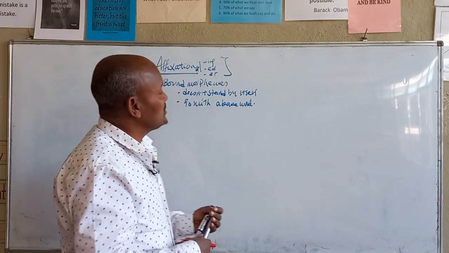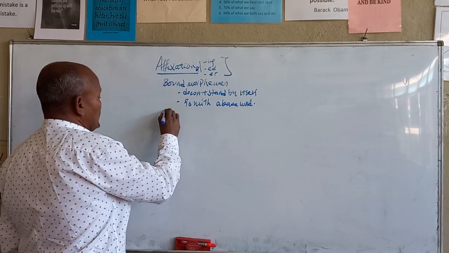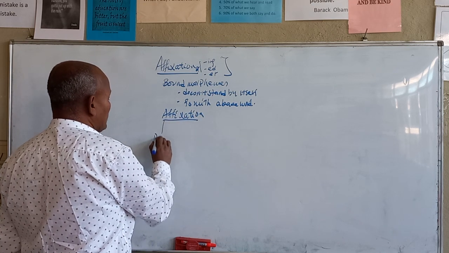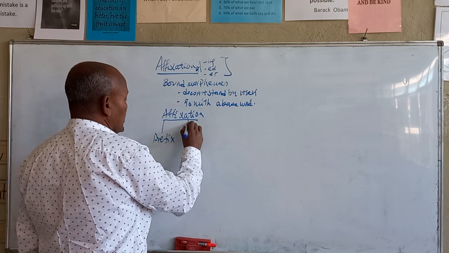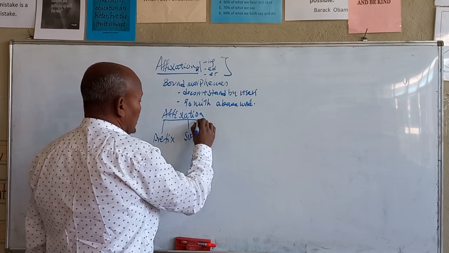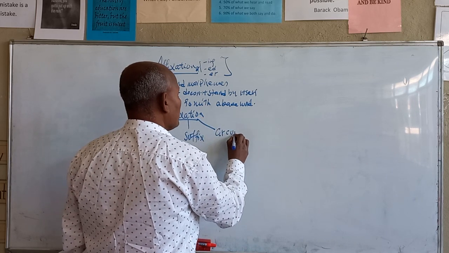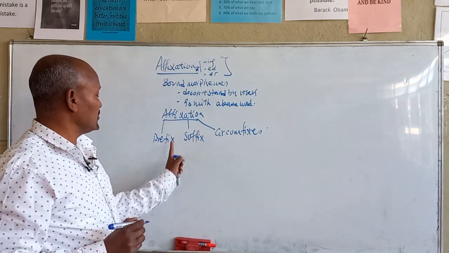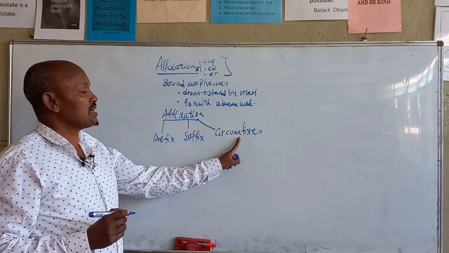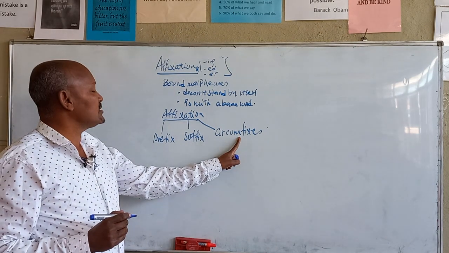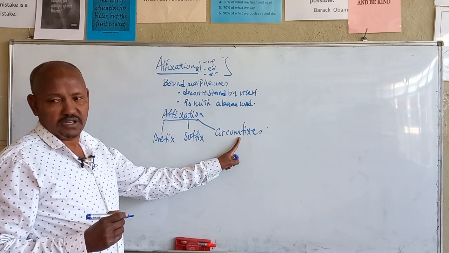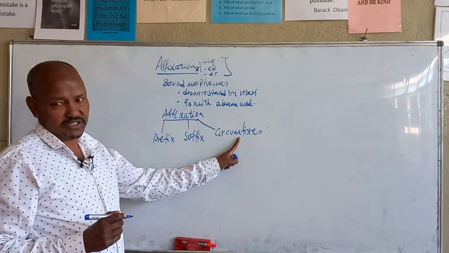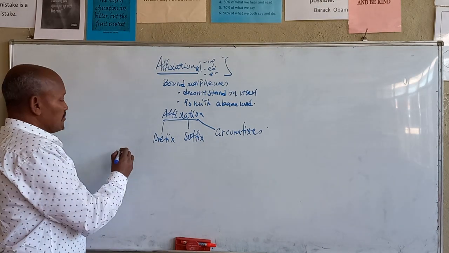So we have different affixations. Affixation can be categorized into three: one is the prefix, the other is the suffix, and the other is circumfixes. Three different types: prefix, suffix, and circumfixes. How do these three types of affixation differ? What are some examples of prefix, suffix, and circumfixes? Let's start from the first one, prefix.